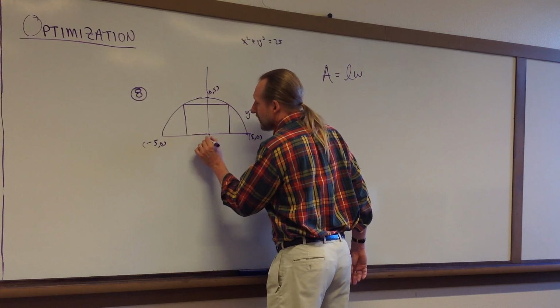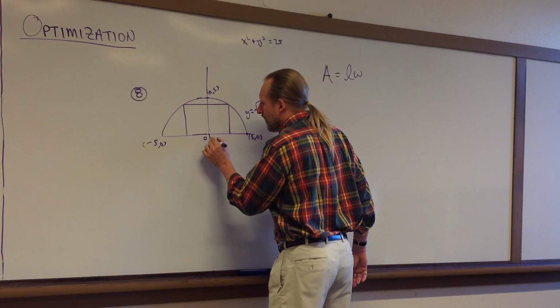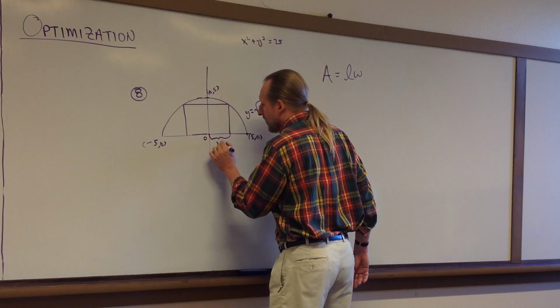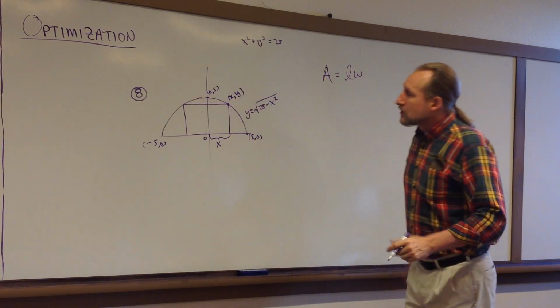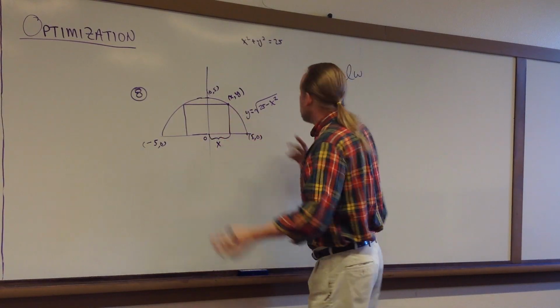So come down here, there's the origin 0, 0. This distance right here is x. This is the point (x, y). So the length of this rectangle is 2x.